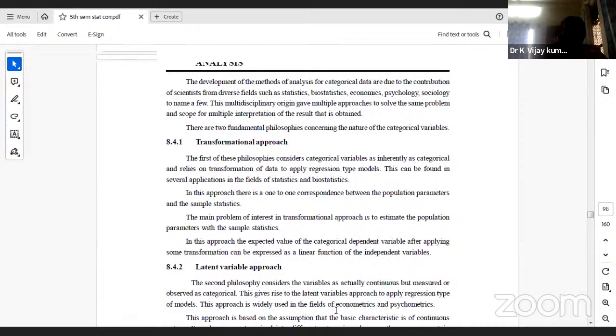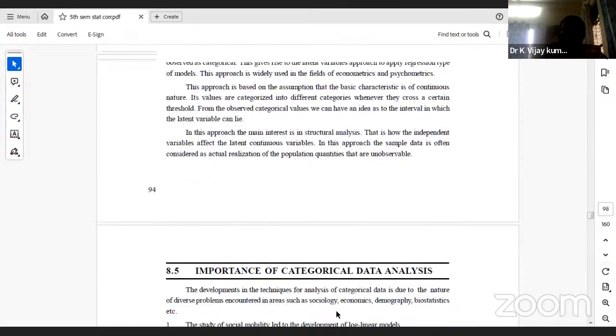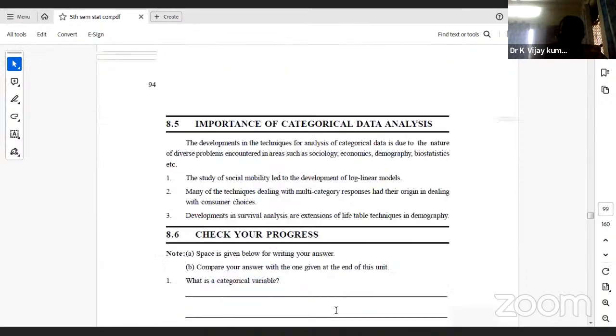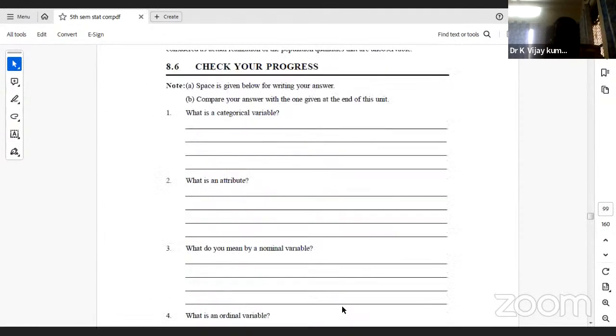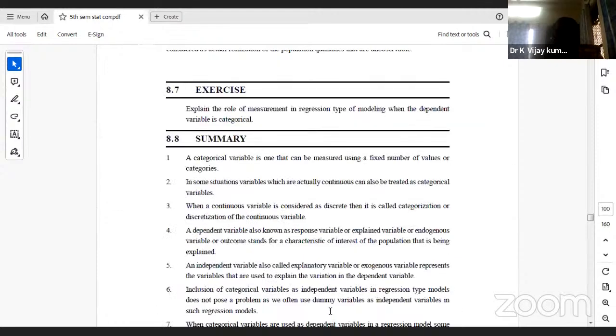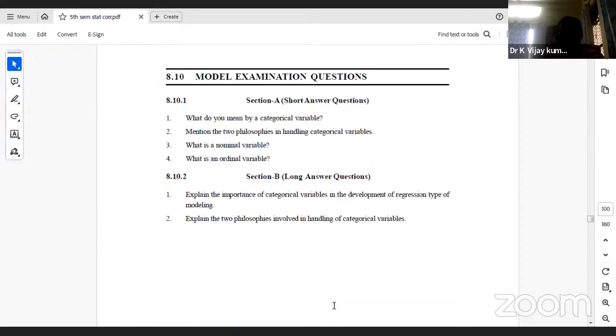One is the transformational approach, the other is the latent variable approach, and the third is the importance of categorical data analysis. These are the three most important subtopics we have to study. This is the main unit in categorical data, and you have to learn this.